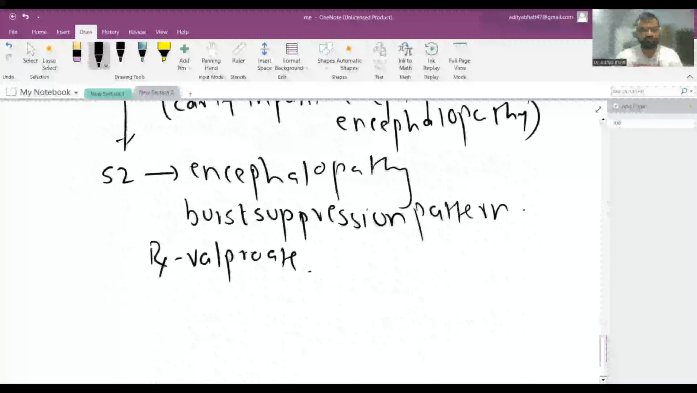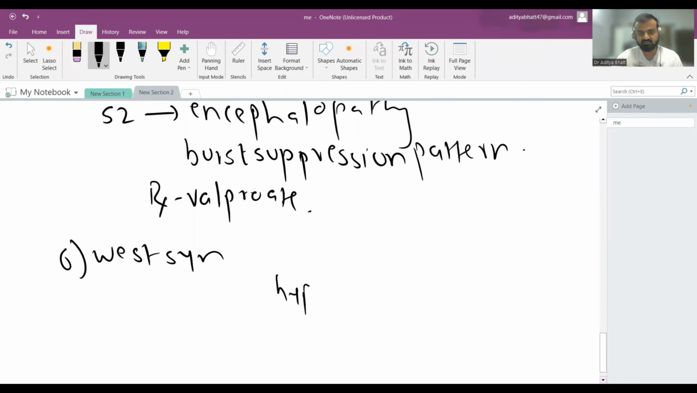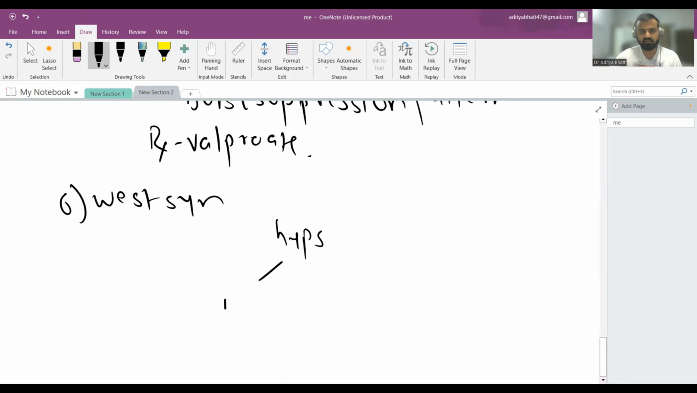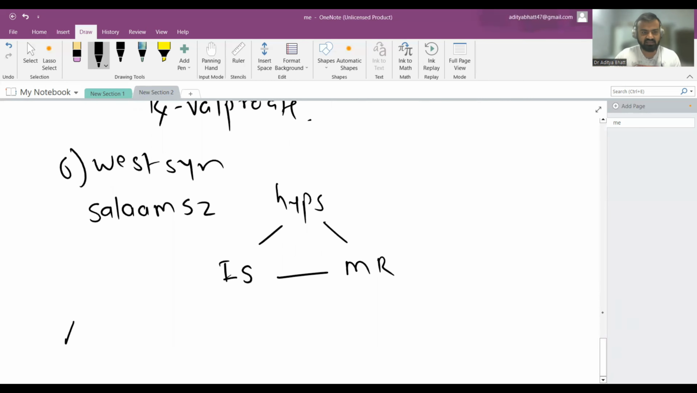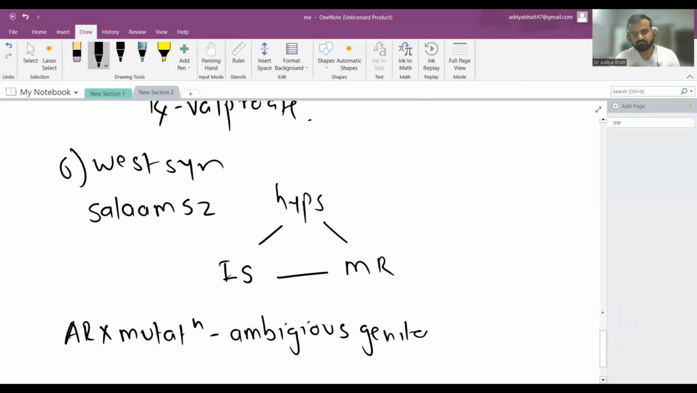Then the next one is West syndrome. West syndrome is the triad of hypsarrhythmia, infantile spasm, and mental retardation. This is the triad of West syndrome, and it is also known as Salaam seizure. See, the child tightens like this. It looks like the child is opisthotonic. It assumes the posture of opisthotonus. It may be associated with congenital ARX mutation, and if it is associated with ARX mutation, then the child may have ambiguous genitalia. Okay, so that is important.